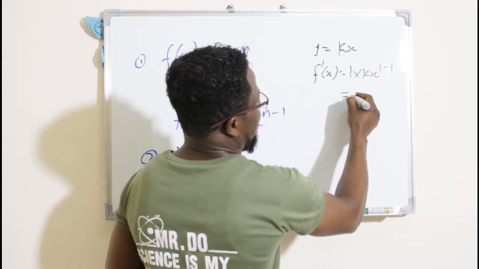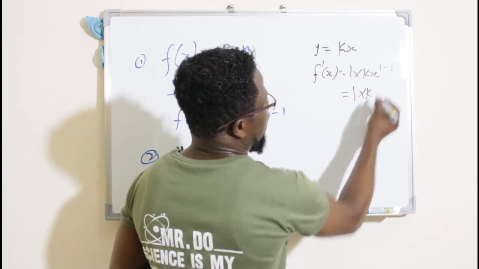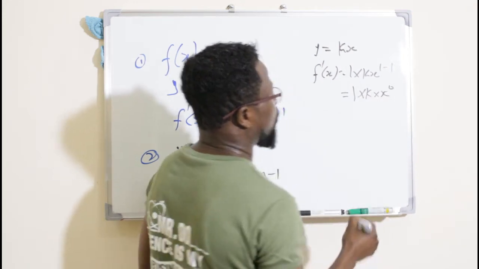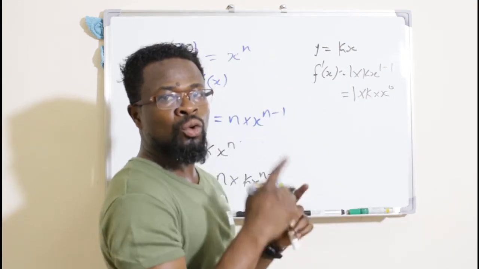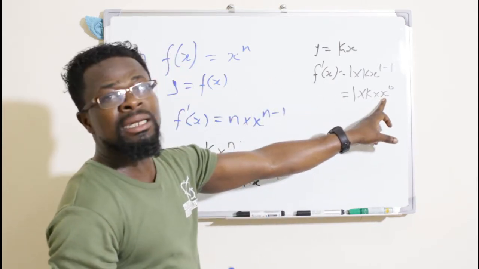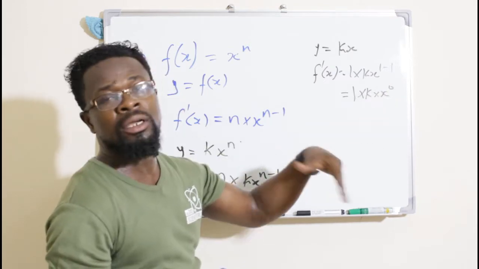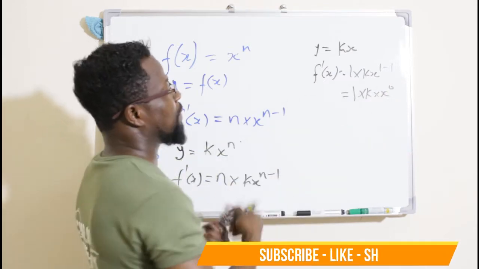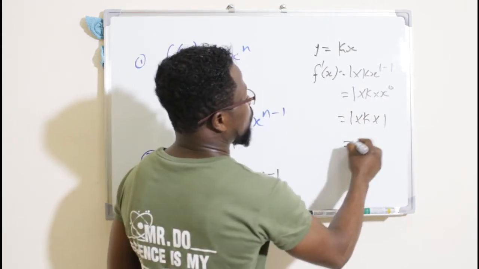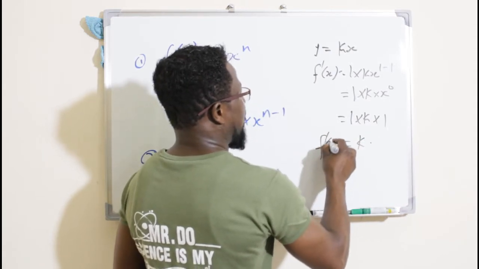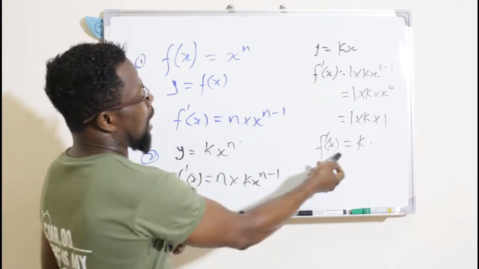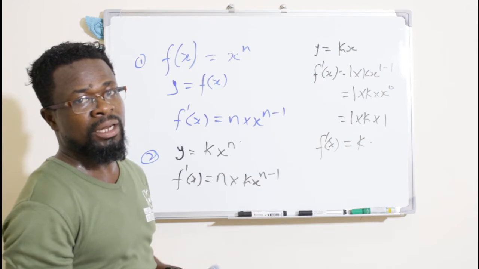Remember this is going to be 1 multiplied by k, and 1 minus 1 is 0, so it's going to give us x to the power 0. Remember, according to the exponential laws, any number or variable raised to the power of 0 is going to be 1. So this becomes 1 multiplied by k multiplied by 1, and that gives us k. Which means whenever the value of n is 1, the derivative is just equal to k.